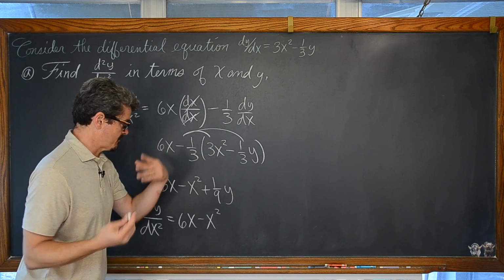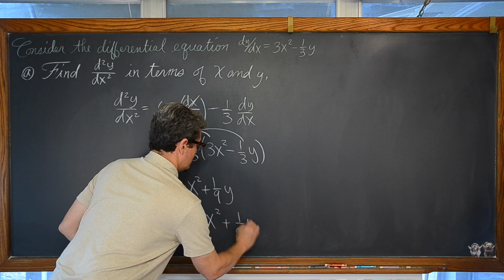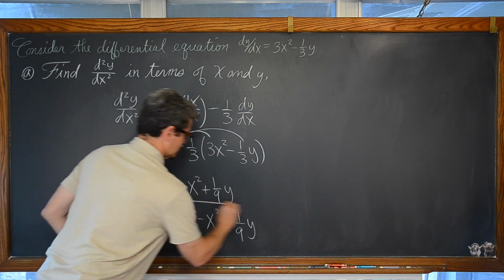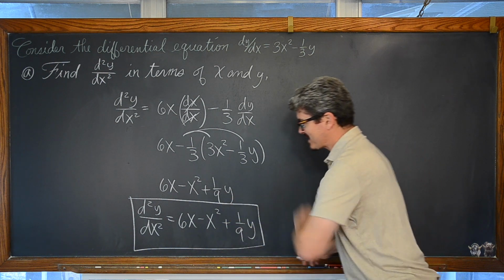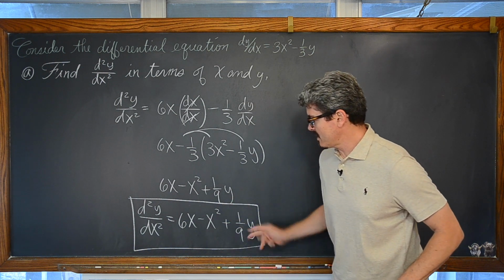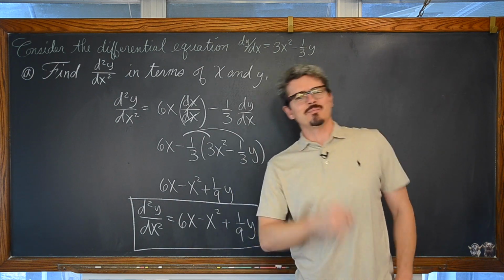But then, of course, you have this variable of y popping in anyway, which kind of just comes out of nowhere, at least when you're thinking about writing, say, polynomials with decreasing powers on your terms. Our second derivative, 6x minus x squared plus 1/9 y. Part 2, or B, coming up right now.